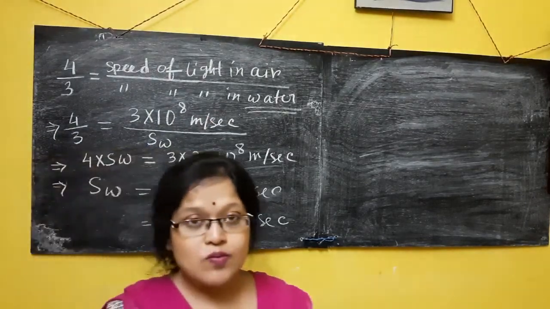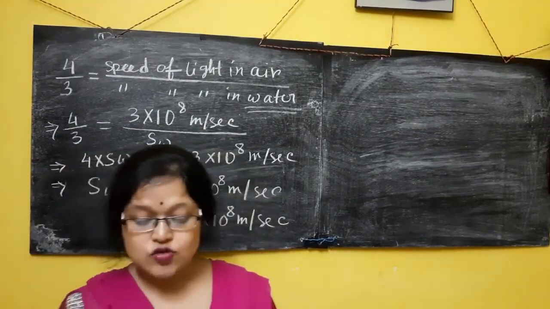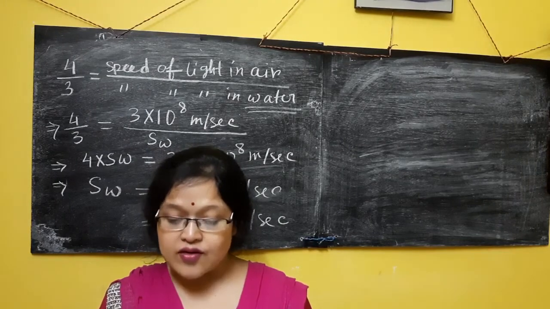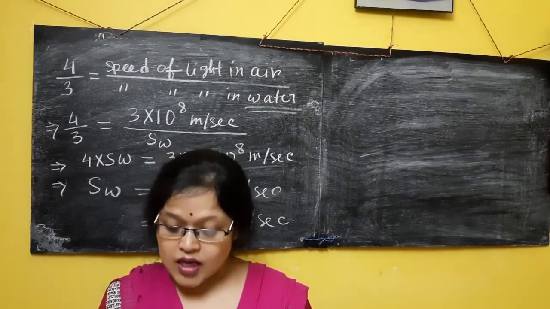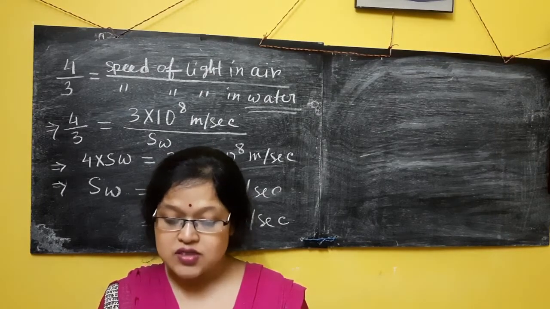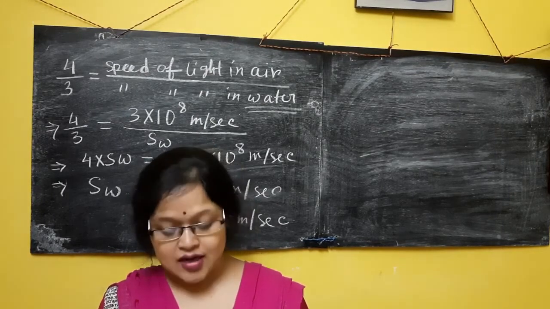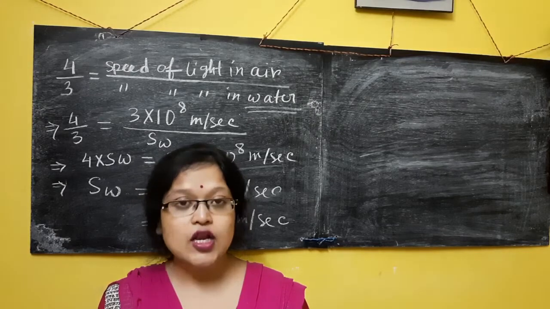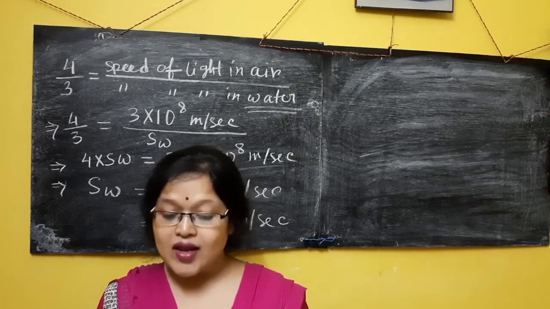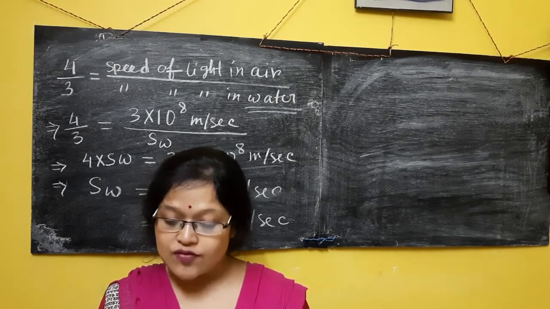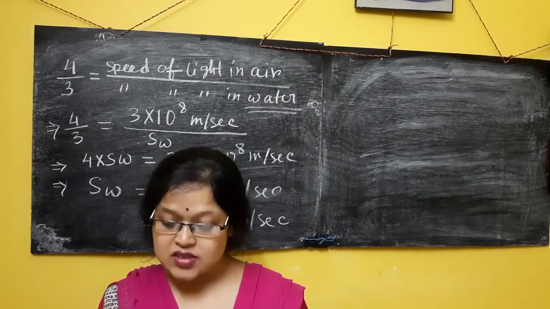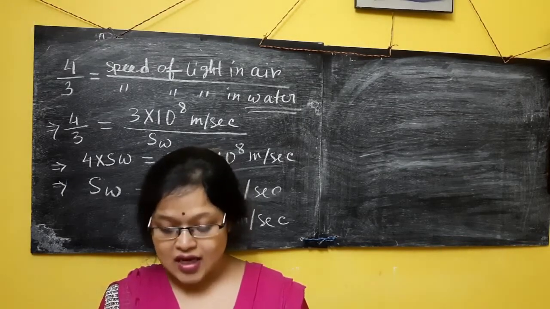Now coming to the next question. The next question is: when a light ray is refracted through an equilateral prism, the angle of incidence and angle of emergence are 40 degrees and 30 degrees. Calculate the angle of deviation. I repeat, when a light ray is refracted through an equilateral prism, the angle of incidence and angle of emergence are 40 degrees and 30 degrees.